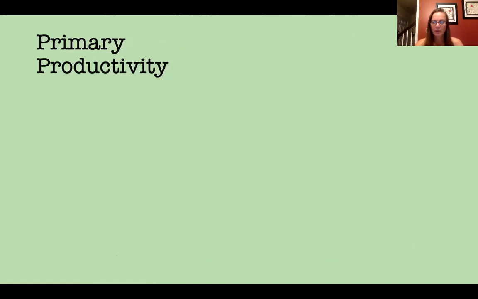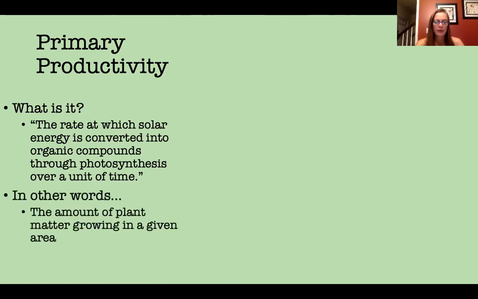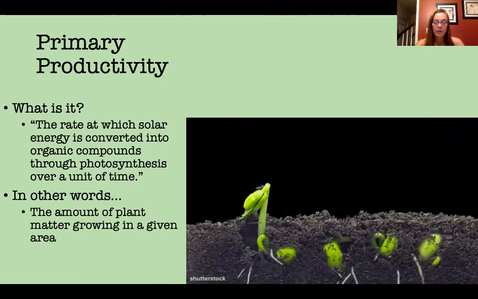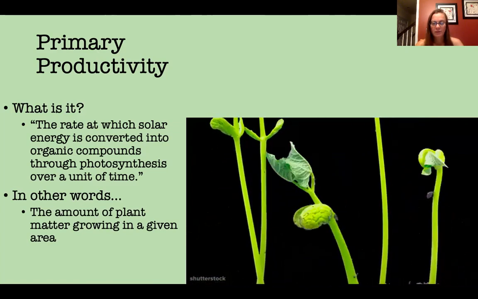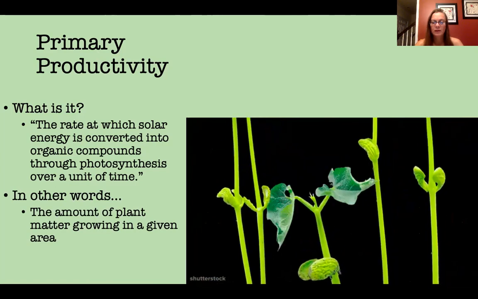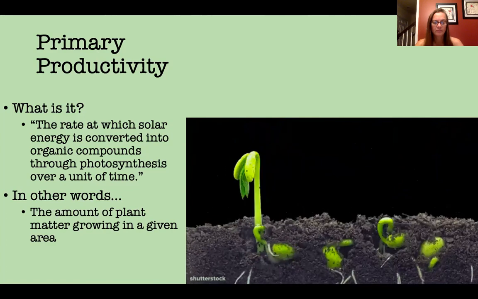Okay, let's talk about primary productivity. We've talked a little bit about this. Primary productivity is the rate at which solar energy is converted into organic compounds through photosynthesis over a unit of time. That's the very technical definition. So what does that really mean? That means it's the amount of plant matter that's growing in a given area in a given time. So it tends to be measured in mass per unit area per unit time.